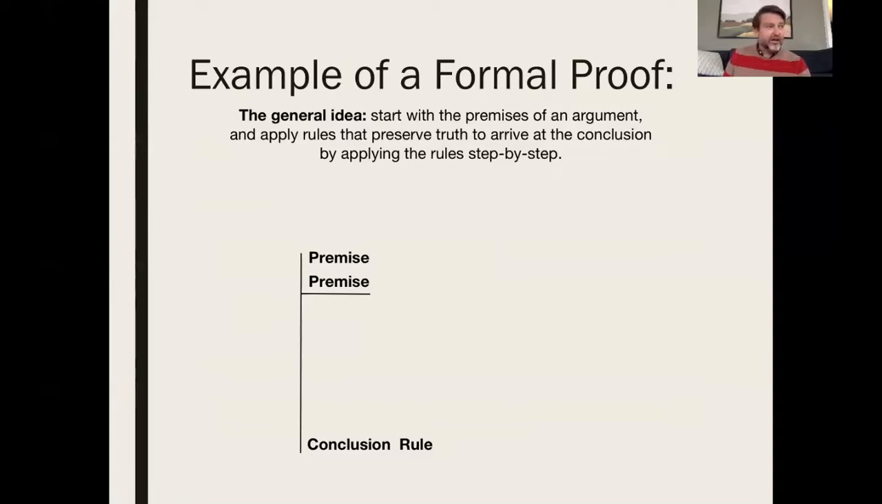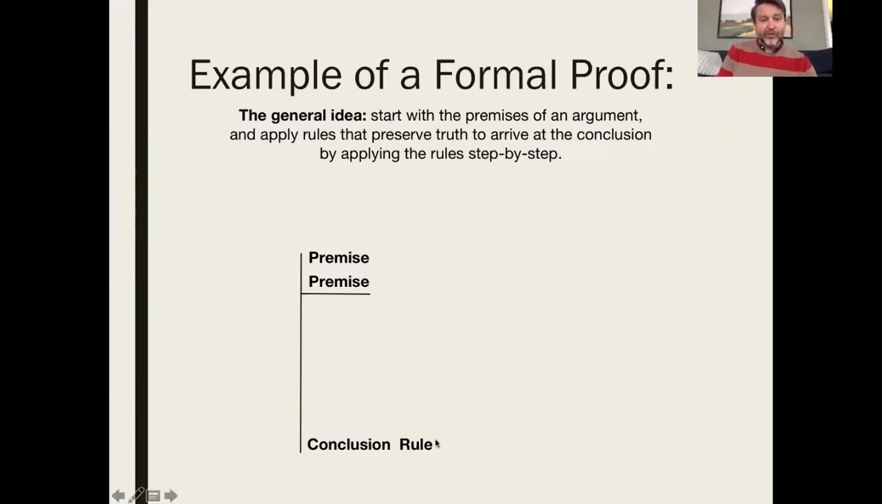So the general idea with natural deduction is that we're going to start with the premises of an argument and apply rules that we have developed that we know preserve truth to arrive at the conclusion of the argument. And we do this by applying the rules step by step to derive further steps in our argument.